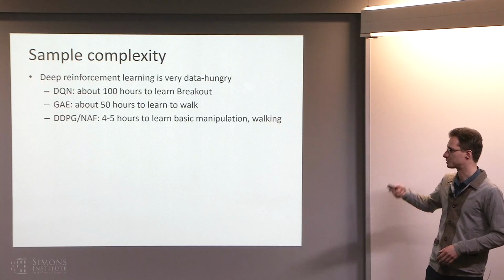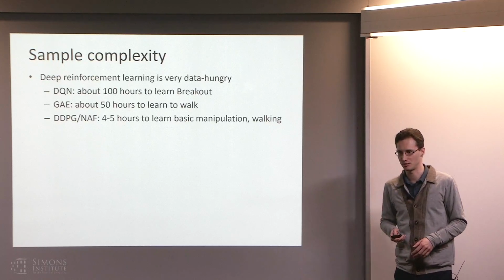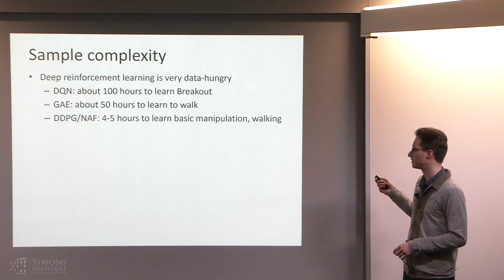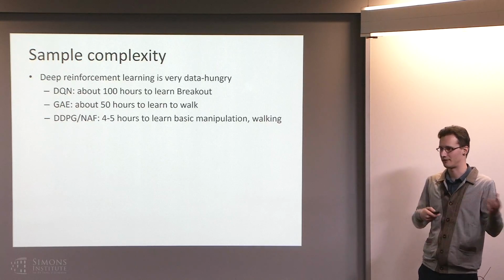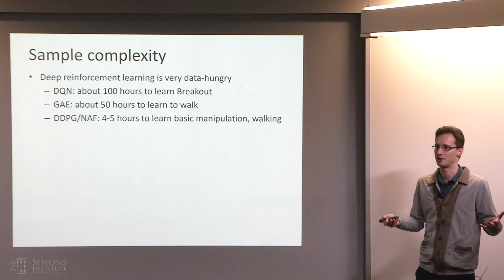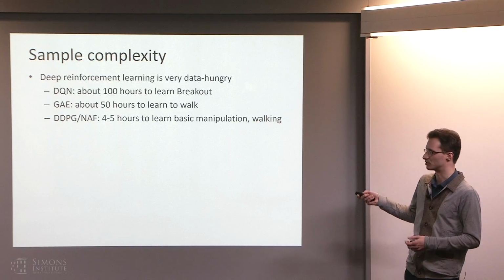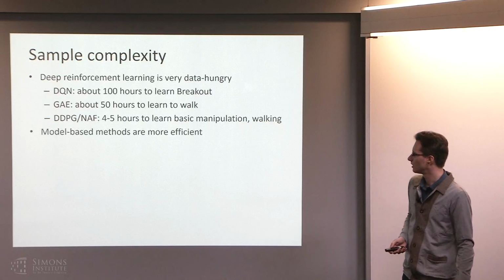The online actor critic style methods and the Q-learning methods tend to be a bit faster. So things like the basic manipulation tasks that I showed before took 2.5 hours with 2 robots, so the equivalent of 5 hours of experience. Walking you can typically get in 4 to 5 hours. So it's on the order of single digits of hours.